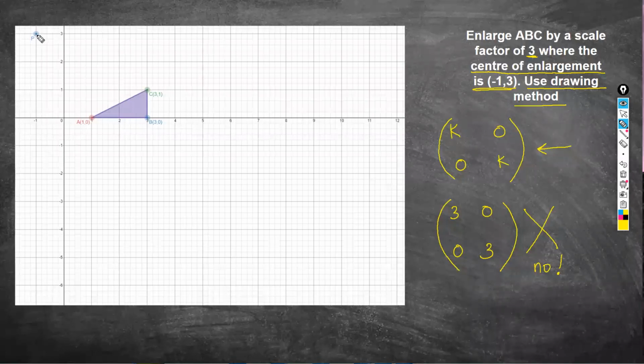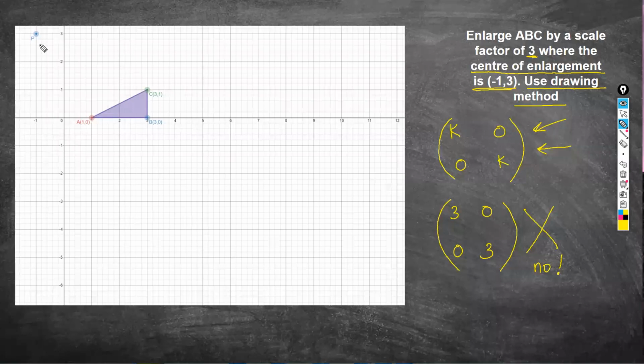-1, 3. But I already put it in on the diagram for you, okay? And the examiner will not put it in for you in the exam. I just happen to put it in for you. So in a case like this, there is no matrix method on the CXC syllabus that you can use.